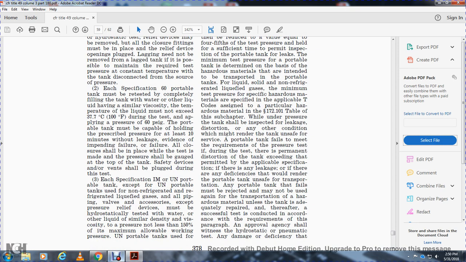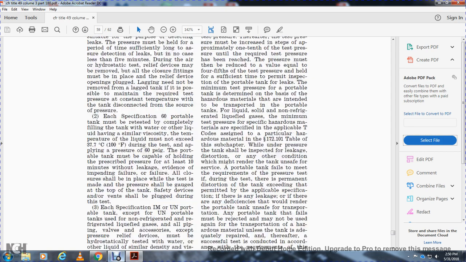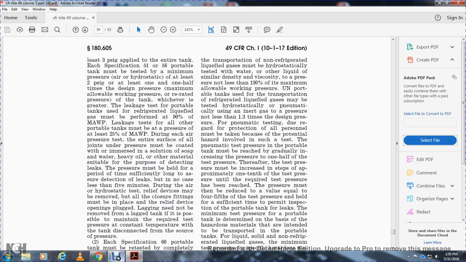Each specification IM portable tank and UN portable tank, even the non-refrigerated and refrigerated liquefied gas, all piping, valves, and accessories, except for the pressure relief device, must be hydrostatically tested with water or another liquid of similar density and viscosity, at a pressure not less than 150% of the maximum allowable working pressure for UN portable tanks. Portable tanks used for transportation of non-refrigerated liquefied gas must be hydrostatically tested with water or another liquid of similar density and viscosity, at a pressure not less than 130% of the maximum allowable working pressure.